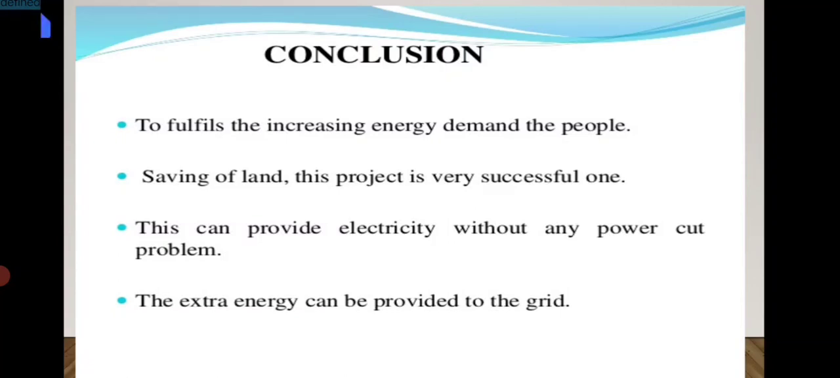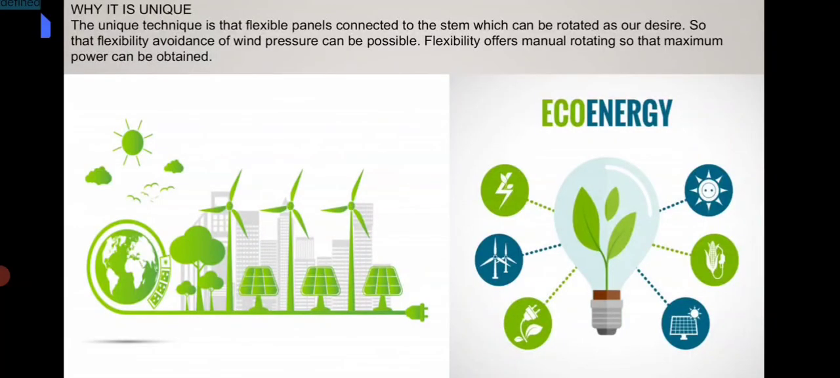Then I am discussing about why it is unique. The unique technique is the flexible panels connected to the stems which can be rotated as per our desire, so that flexibility and avoidance of wind pressure can be possible. Flexibility offers manual rotating so that maximum power can be obtained.